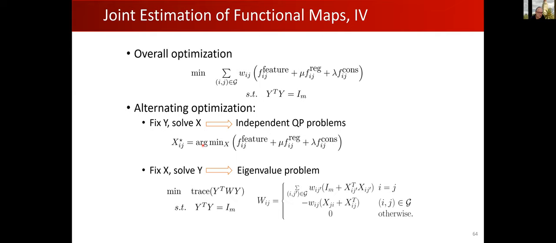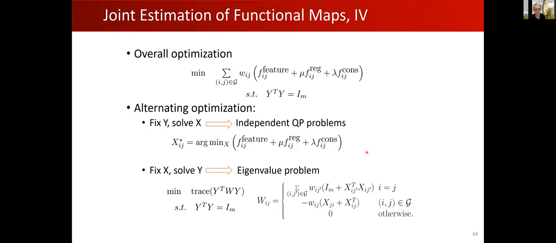So this is standard. And if I fix x to solve for the y, that becomes an eigenvalue problem. And of course, this is the global problem. That's where everybody else talks to each other to become consistent. So after I solve this by alternating, I have a set of consistent functional maps.